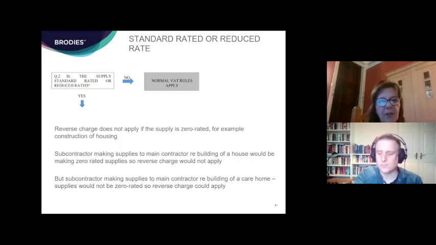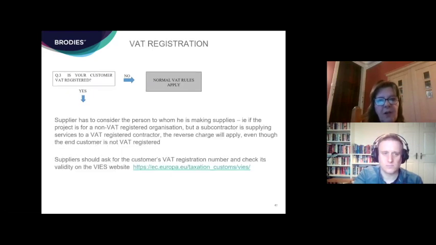But if you're looking at building care homes and such like, it's only the main contractor whose supplies are zero rated and everybody else's are standard rated. So in that case, the reverse charge could apply. So you have to look carefully at who your actual customer is. Is your customer VAT registered? If your customer isn't VAT registered, if they're a private individual or something like that, or they're a non-registered charity or whatever, then the reverse charge doesn't apply. But again, you've got to consider who your actual customer is.